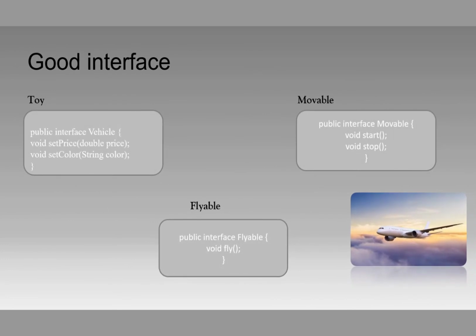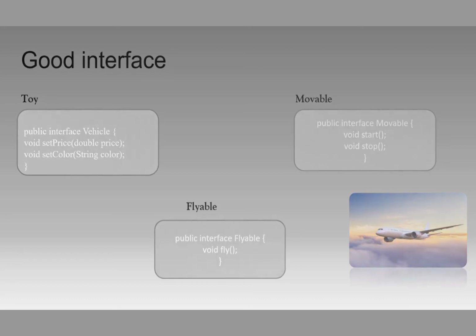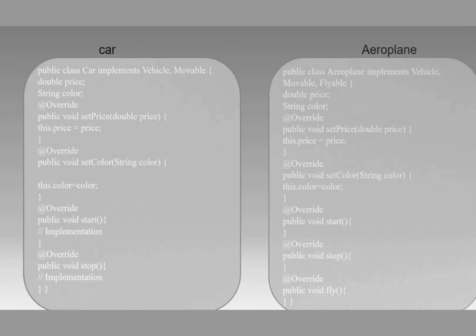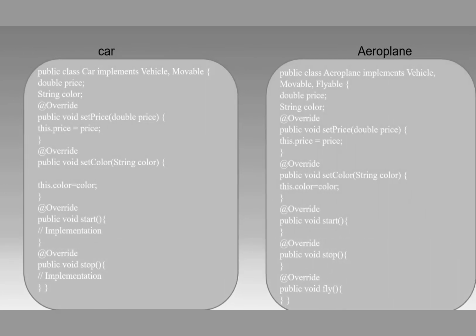We can address the problem of the vehicle interface by segregating it into multiple role interfaces, each for a specific behavior. The vehicle interface can be broken down into Toy, Movable, and Flyable. The Toy interface has set price and set color methods, as all the vehicles will have a price and color. Then the Movable and Flyable interfaces represent the moving and flying behavior in vehicles.